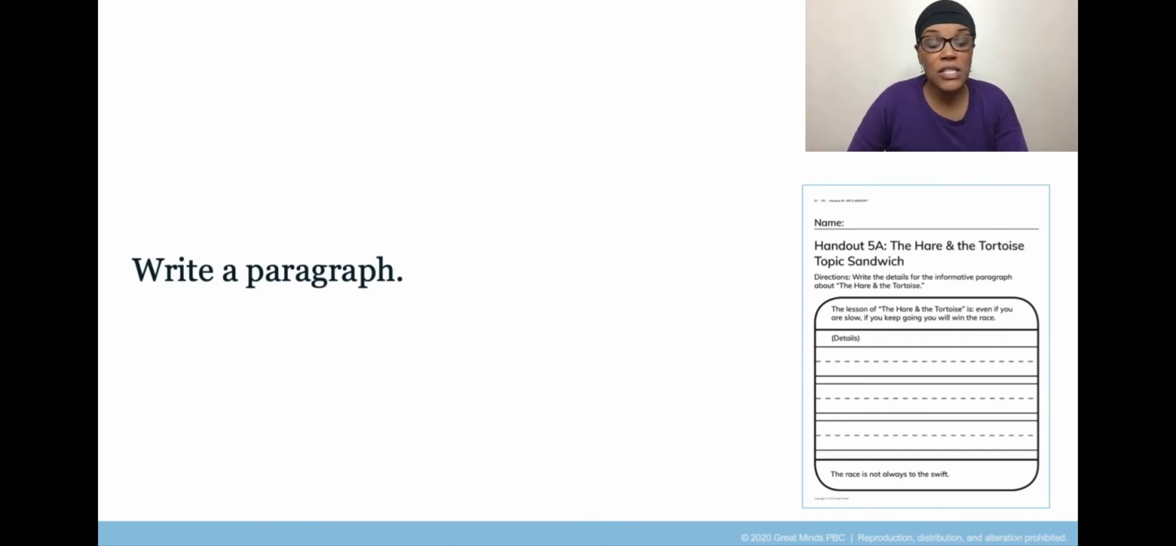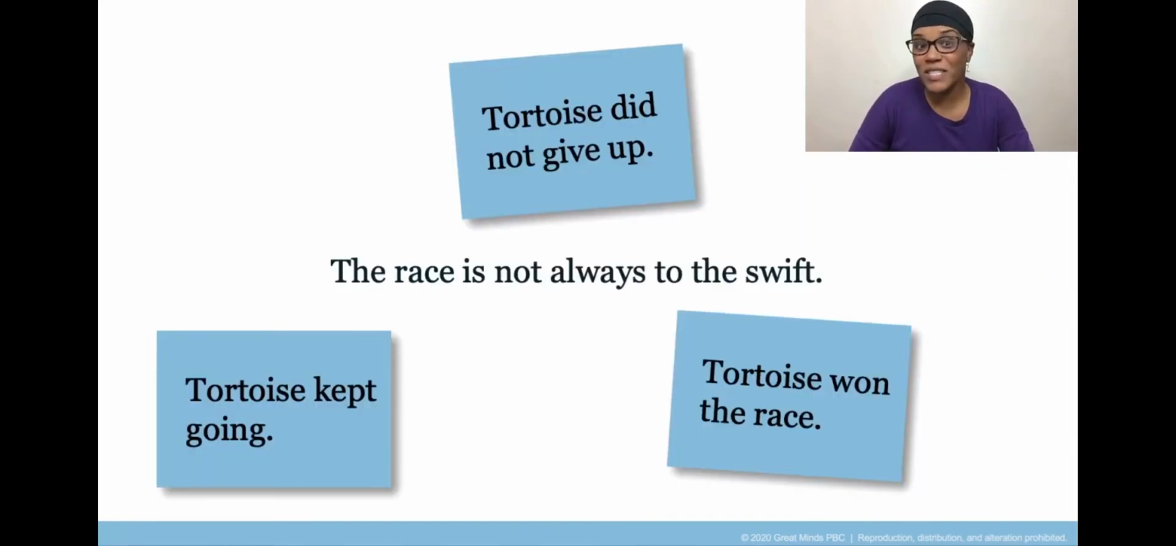Remember, details support the lesson, and we just talked about the details that support the lesson from the hare and the tortoise. So let's take a minute to review those. Here are some details that support the lesson, the race is not always to the swift. Tortoise did not give up. Tortoise kept going. Tortoise won the race.